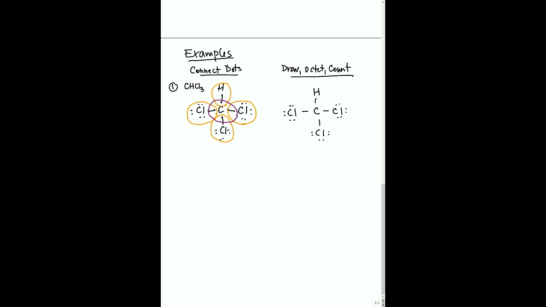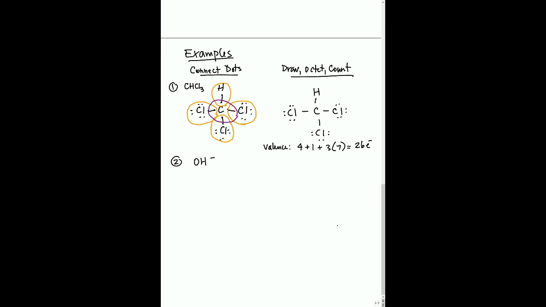But because we just added lines and dots, we must count to make sure our picture has the correct number of electrons. So we're going to add up all the valences. The carbon had 4, the hydrogen had 1 valence electron, and we have 3 chlorines. They each had 7. So this picture should have 26 electrons, and it does. Okay, so that's correct. Now we're going to do another one, hydroxide.